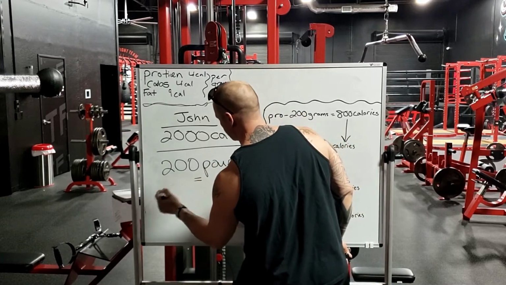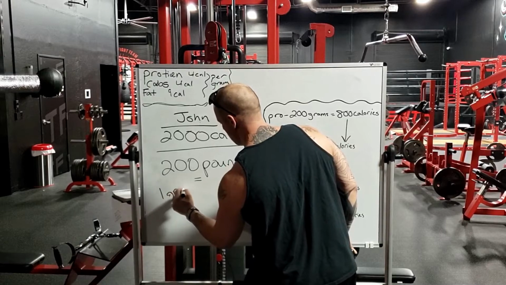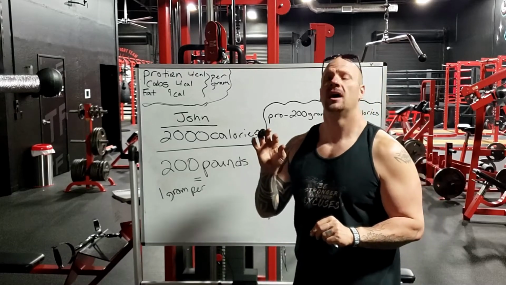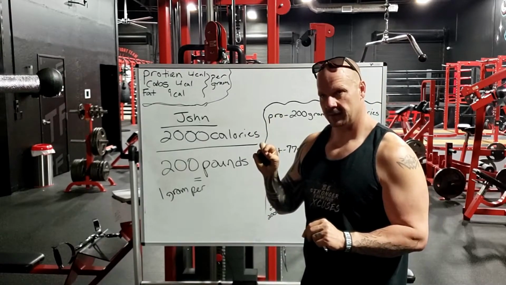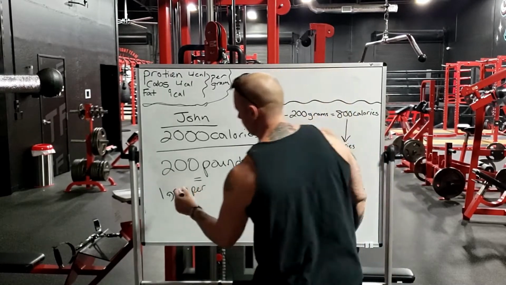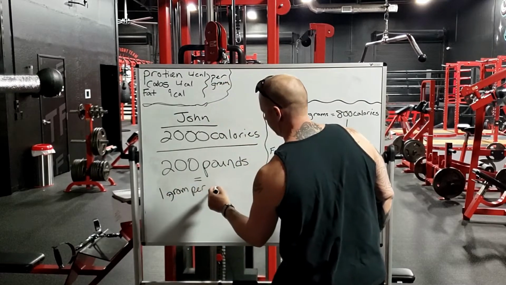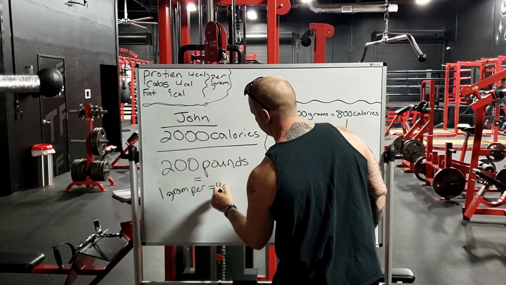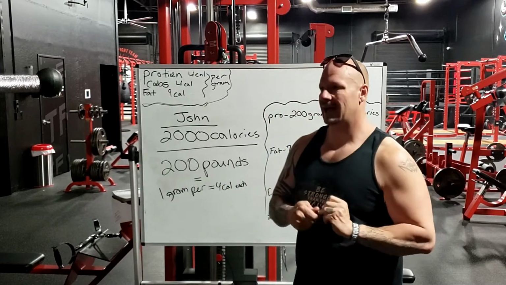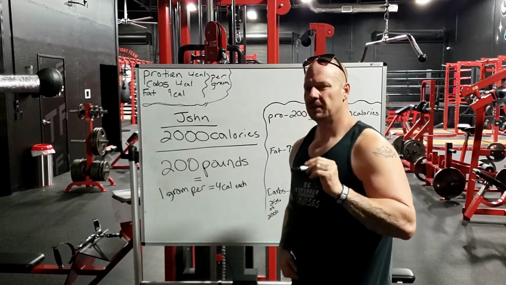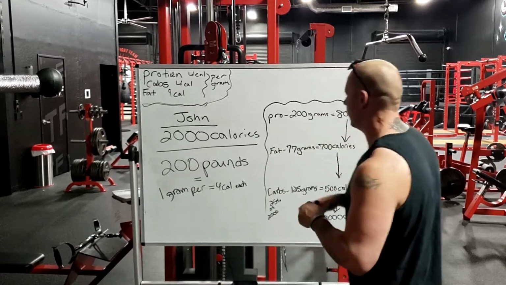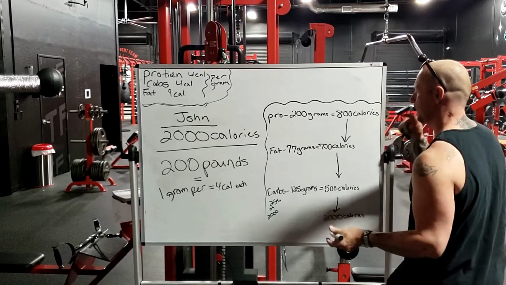200 pounds equals 1 gram per pound. So it's 1 gram of protein, weighed on a scale, per pound of body weight. And that equals 4 calories each. Now, if I need to go back and talk about anything and switch it, please let me know, because I really want this to be clear. I don't want to add more confusion to anything, okay? That's why I'm trying to go slow and talk about it nice and easy.